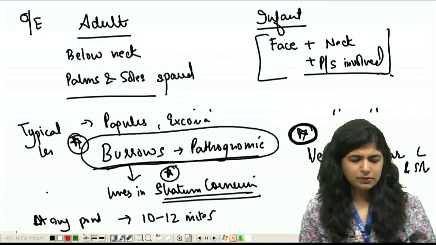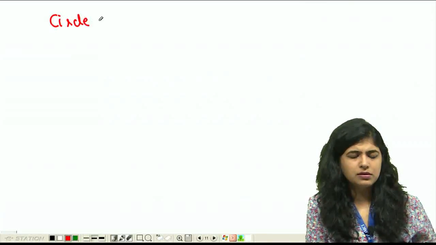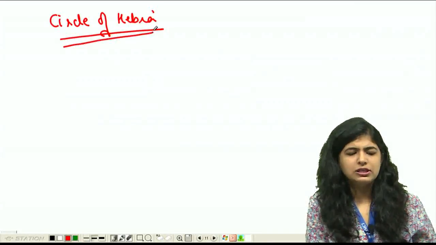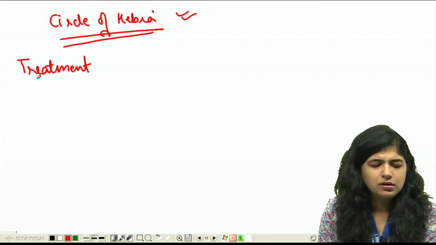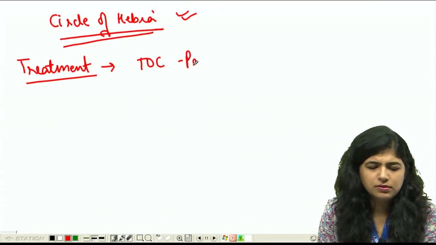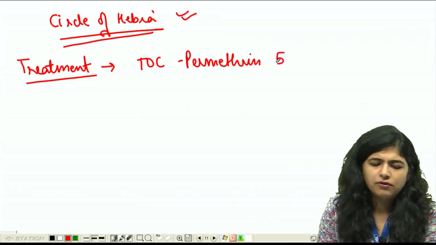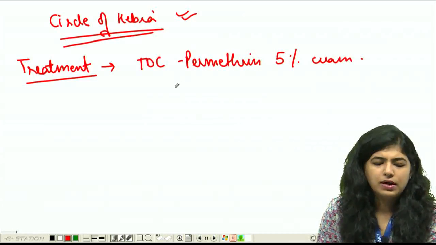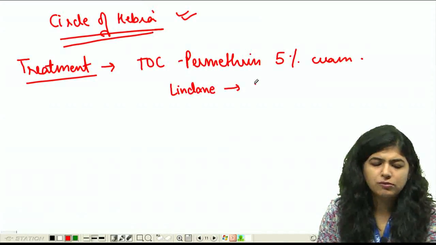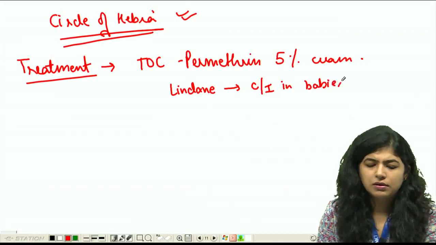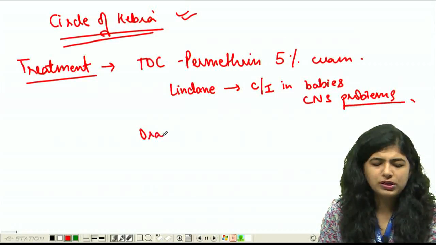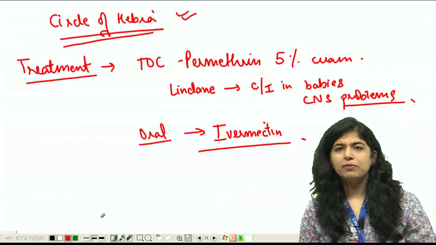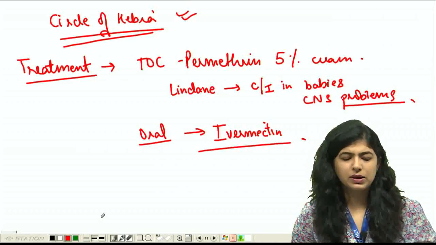Site, another thing that you need to remember is the circle of Hebra. The lesions are present in the circle of Hebra. Then what is the treatment? Treatment of choice, permethrin 5% cream. There are some other treatments like lindane, but you have to remember that it is contraindicated in babies and those with CNS problems. Then what is the oral treatment? Oral treatment is ivermectin. So ivermectin is the oral treatment, otherwise it is permethrin 5% applied topically.